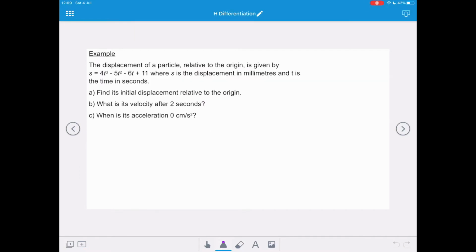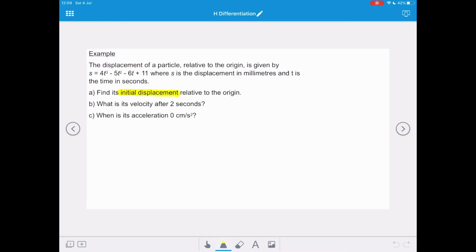So in this example, the displacement of a particle relative to the origin is given by s equals 4t cubed minus 5t squared minus 6t plus 11, where s is the displacement in millimeters and t is the time in seconds. And firstly, we want to find its initial displacement relative to the origin.